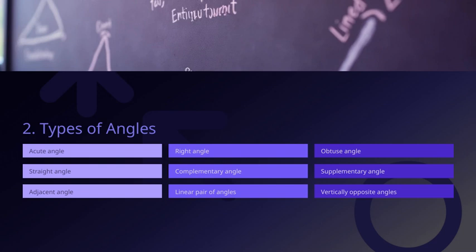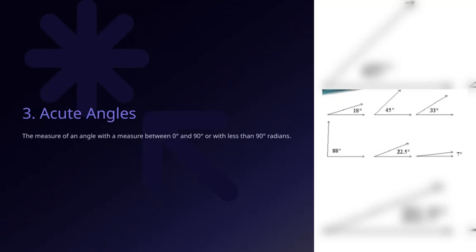Understanding these different types helps us see how angles relate to each other and supports us in solving geometric problems more confidently. Let's talk about acute angles. An acute angle is an angle that measures less than 90 degrees, which is also less than pi/2 radians. Essentially, these are the angles that are sharper and narrower.